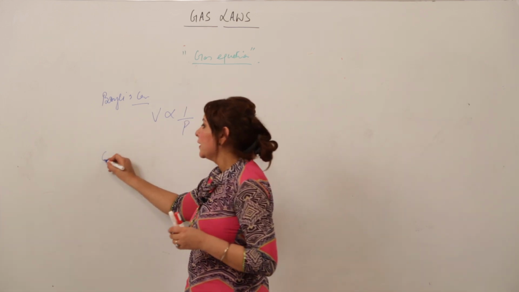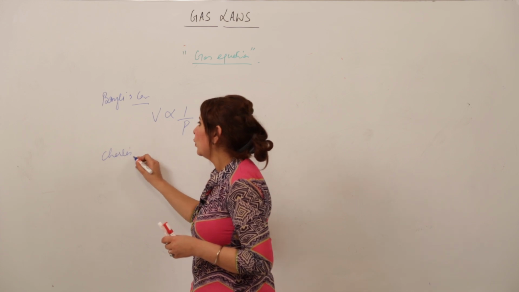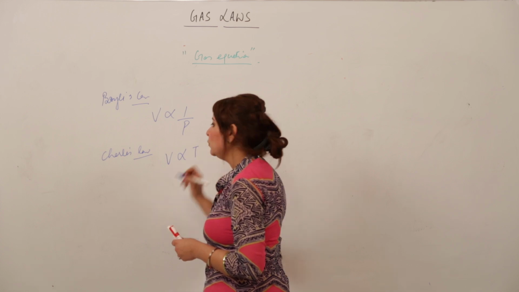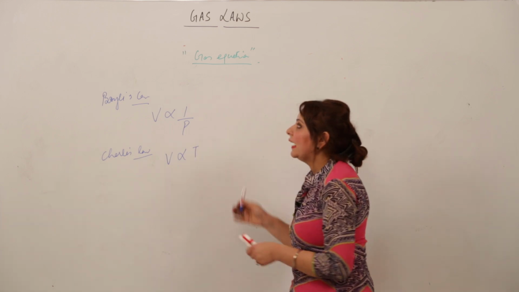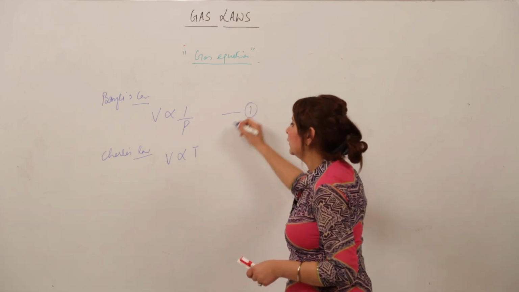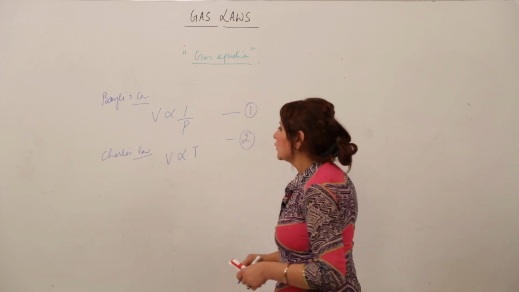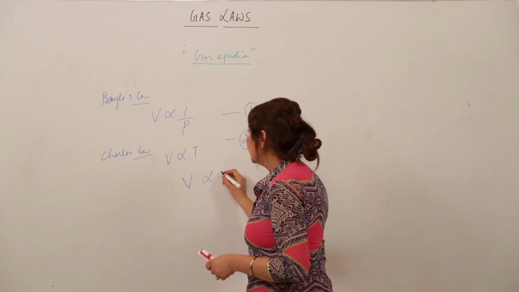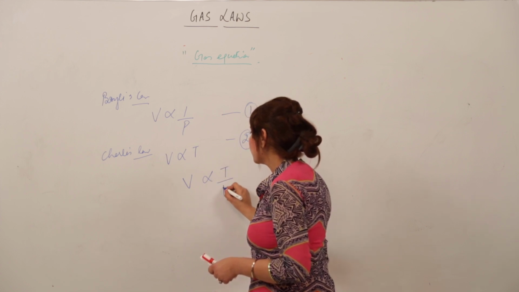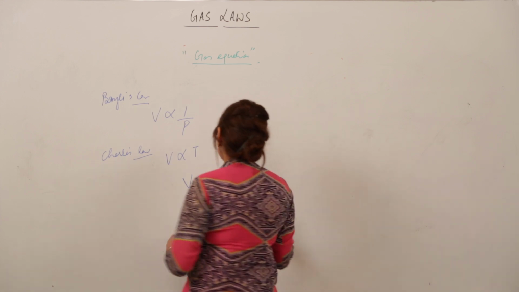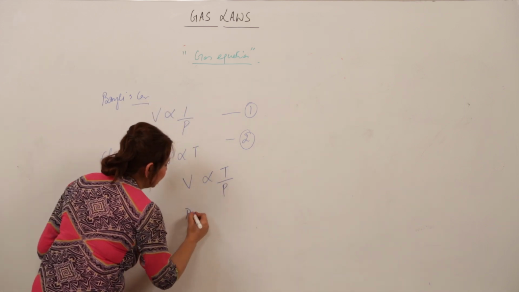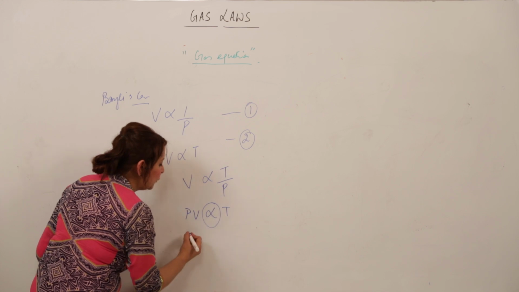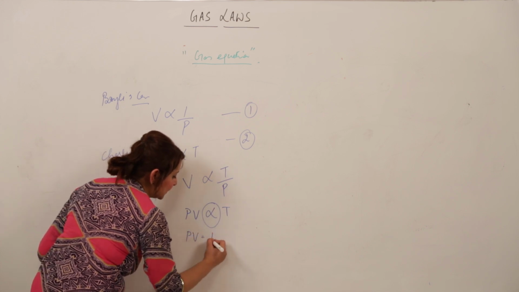So similarly, by Charles' law, we came to know that volume is directly proportional to temperature. We get the kinetic gas equation by clubbing both laws. So that means we have V is directly proportional to T and inversely proportional to P. So just transferring them, we can write PV is directly proportional to T. By removal of the proportionality sign, we put a constant R.